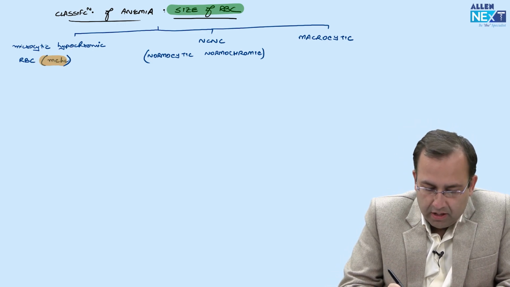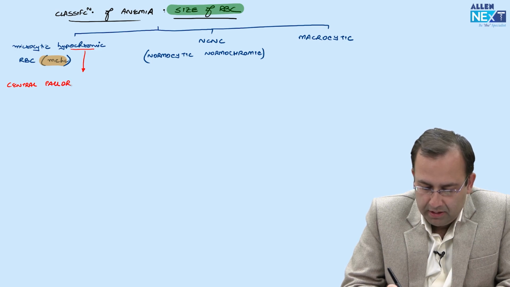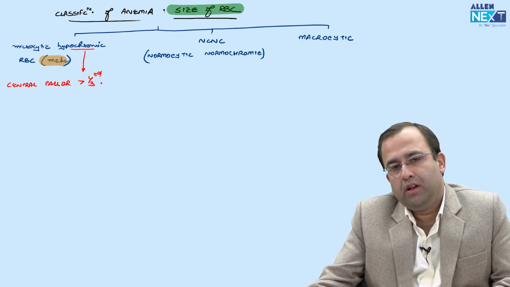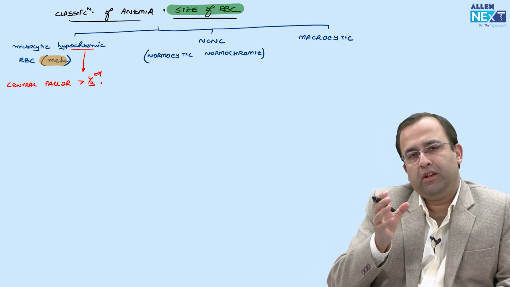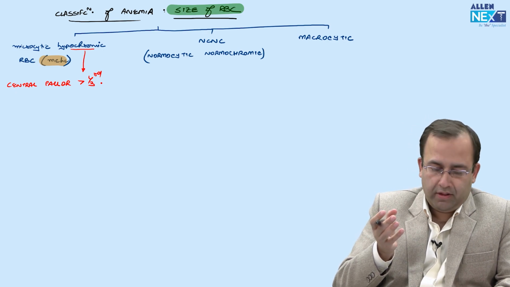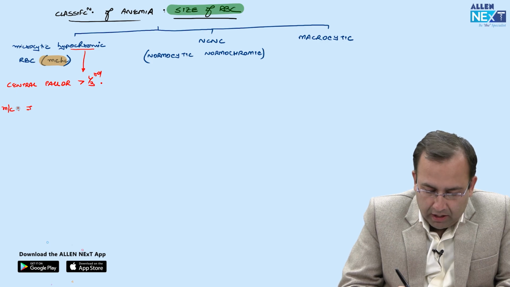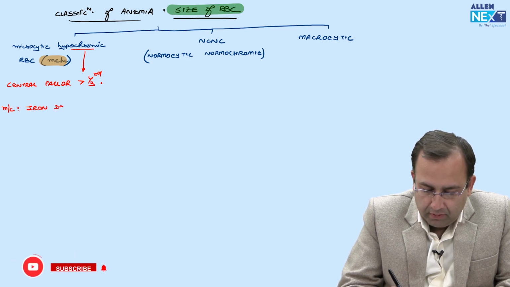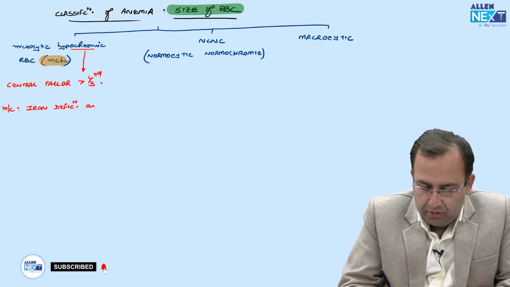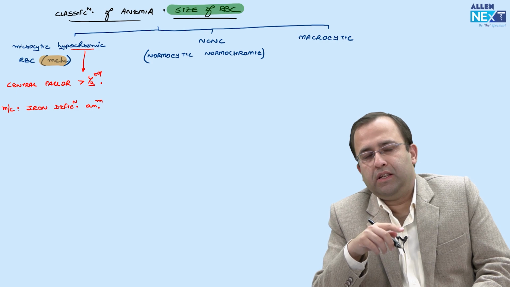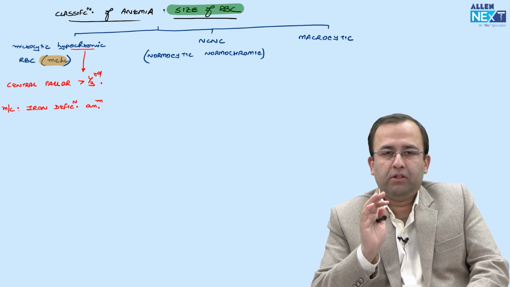We have already seen hypochromia means central pallor is more than 1/3. The hemoglobin is pushed to the periphery. Everywhere there is pallor only. First point, most common cause of MCHC being iron deficiency anemia. Most common cause of microcytic hypochromic anemia. Most common cause of MCHC is iron deficiency anemia.